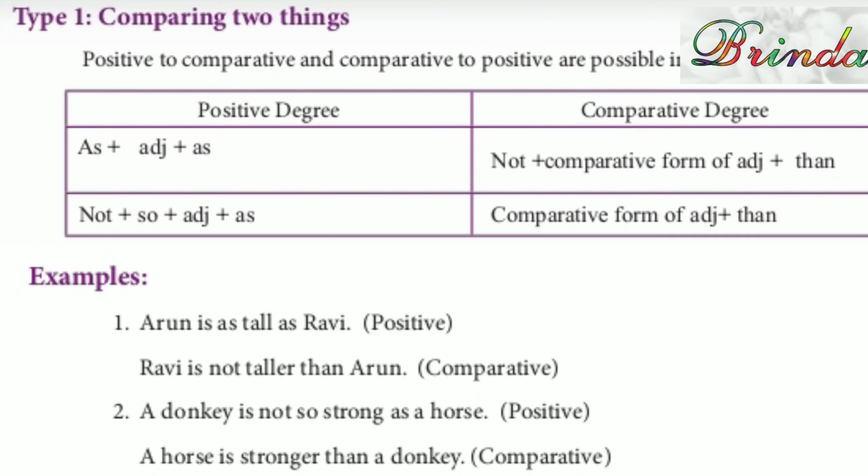This is positive degree. Ravi is not taller than Arun. So here, when we compare, we are using taller than.